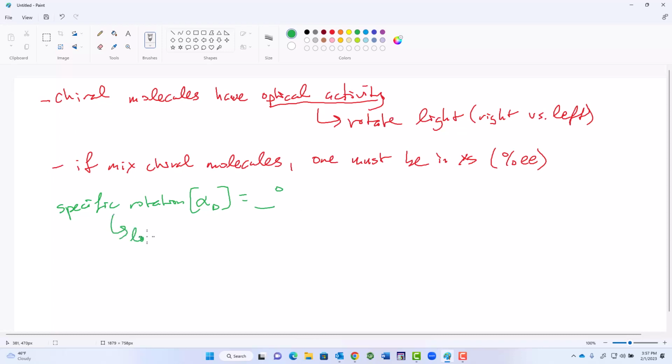This is something you look up. It's not something you could ever predict. It's experimentally determined. And it's going to be either D or L, dextrorotary or levorotary, depending on whether it rotates left or right.